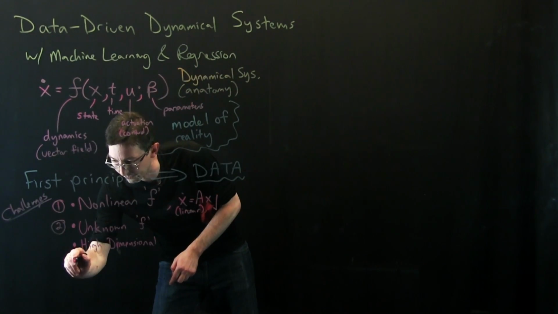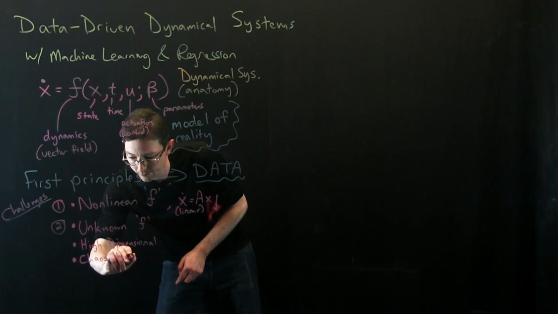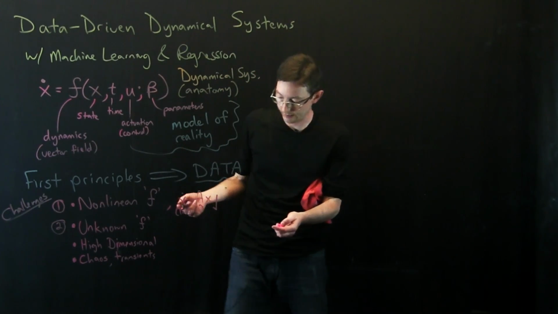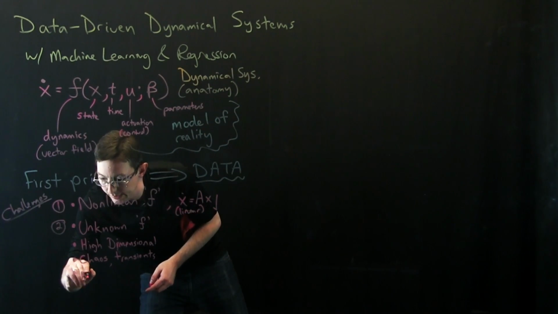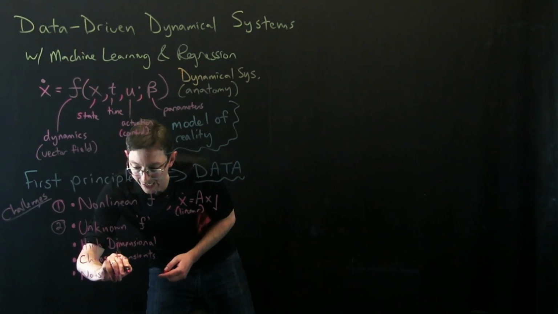You also have chaos, transients, and things like that. So chaotic dynamics and transients are quite challenging. Noise and stochasticity. So my measurements might be noisy and they might be stochastically forced.